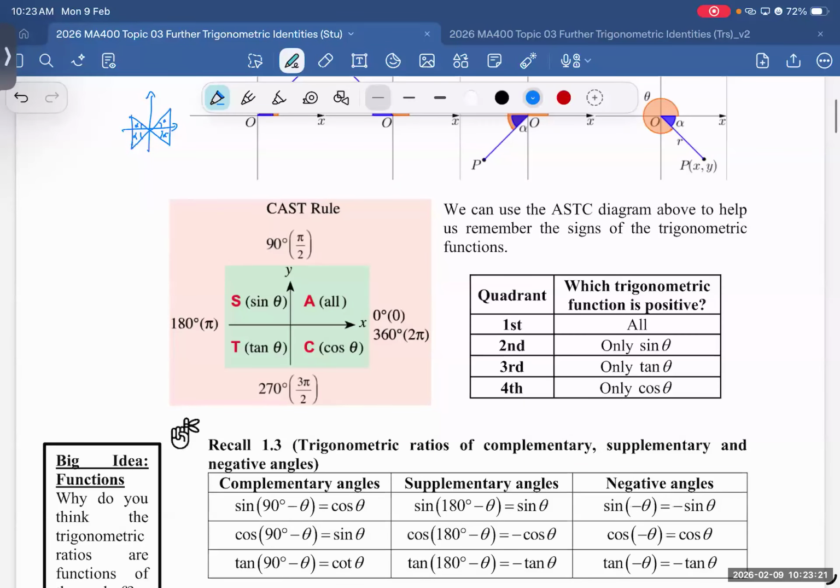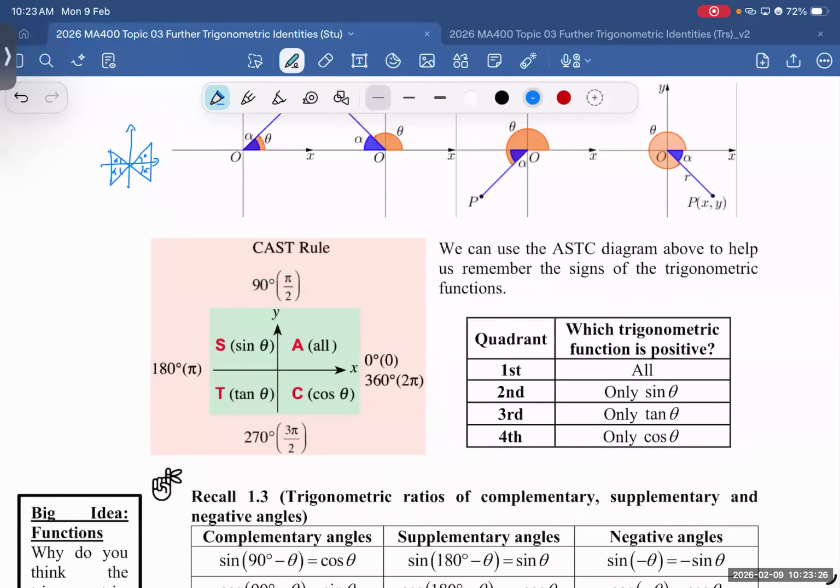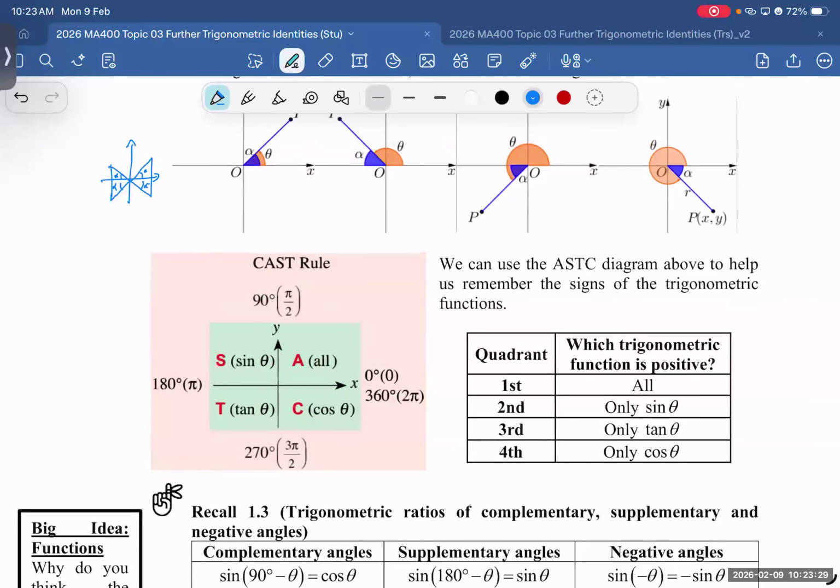So next one, I talk about the ASTC. Remember ASTC? How to remember? Add equal to copy. All Science Teachers Are pleased. What does A stand for? Any angle that is here, all the trigo ratios are positive. Here, any angle that is here, only sine is positive. Any angle that is here, only tangent is positive.